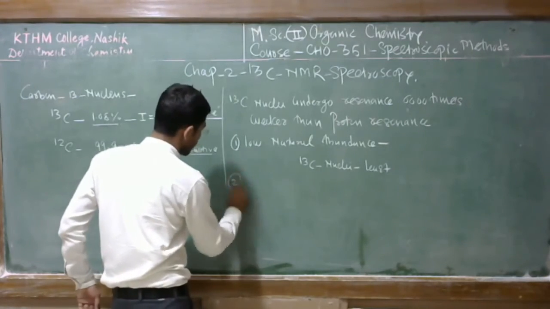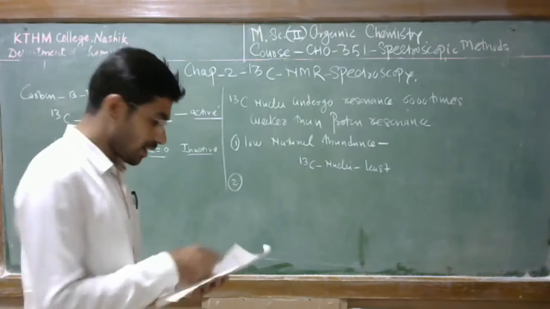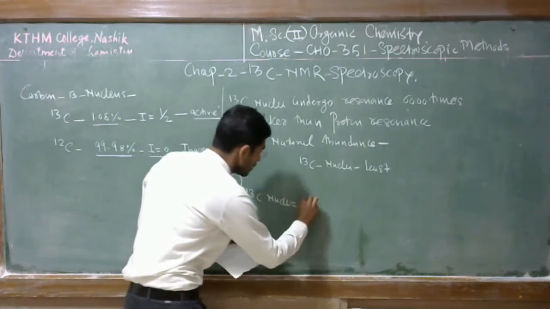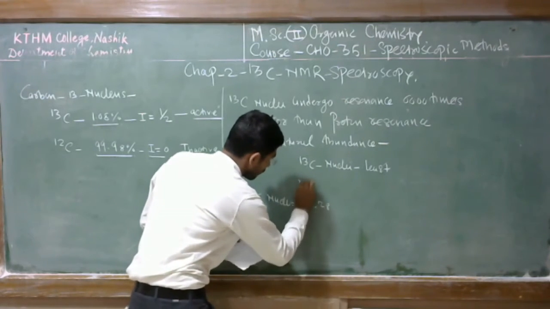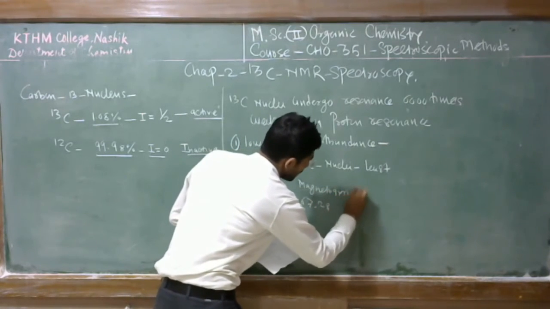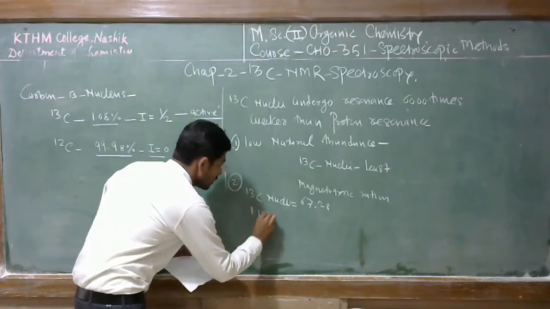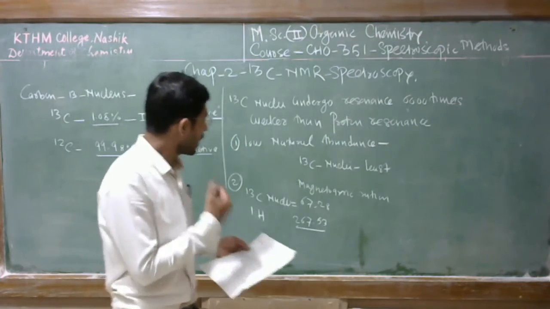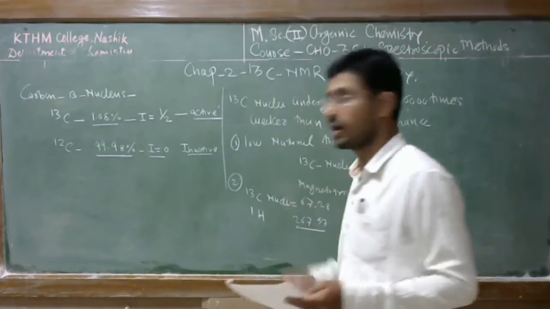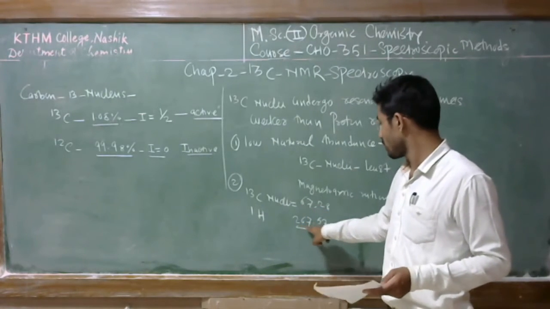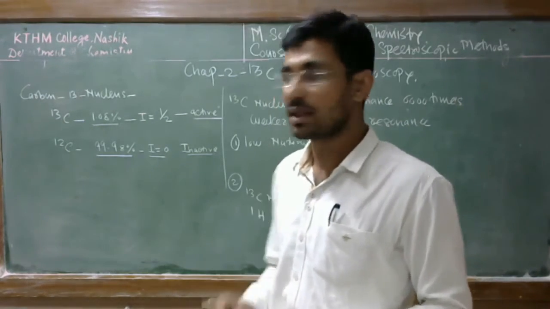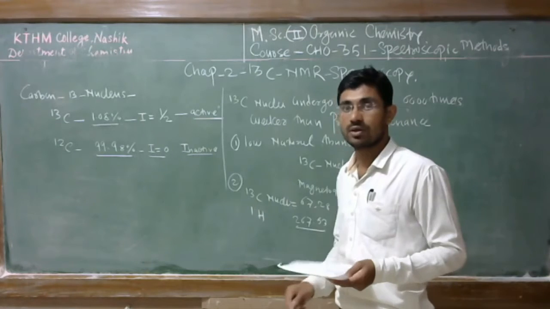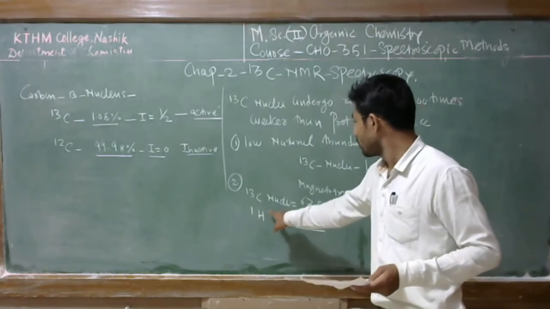The second reason is the magnetogyric ratio of 13C nuclei. The magnetogyric ratio of 13C nuclei is 67.28, while 1H nuclei have a magnetogyric ratio of 267.53. So obviously the magnetogyric ratio of 13C nuclei is nearly 1/4 that of 1H nuclei.